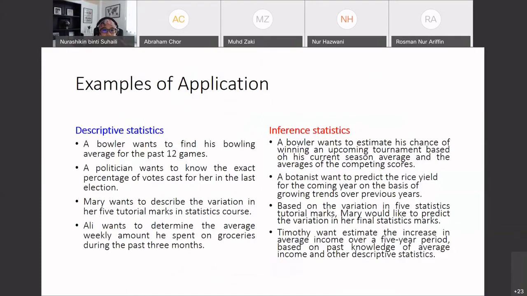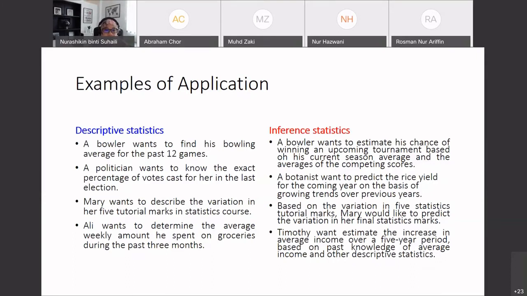Right. Examples of applications. So descriptive statistics, example of situation. A bowler wants to find his bowling average for the past 12 games. He has played 12 games and he wants to find out what the average score is. So at the end, the result will be in terms of the value of the average. That is about the existing things.